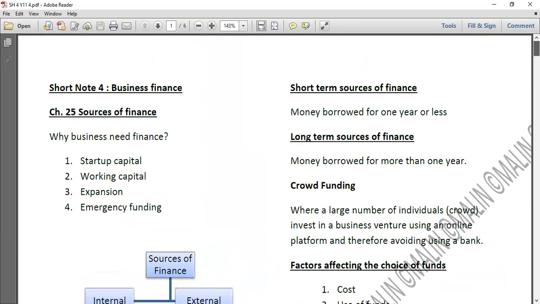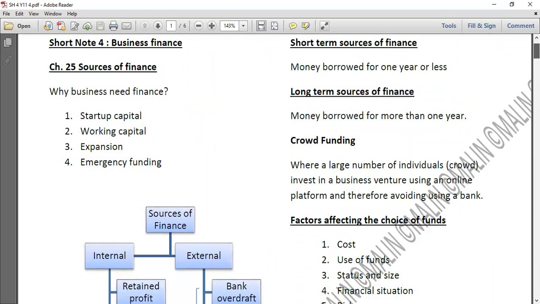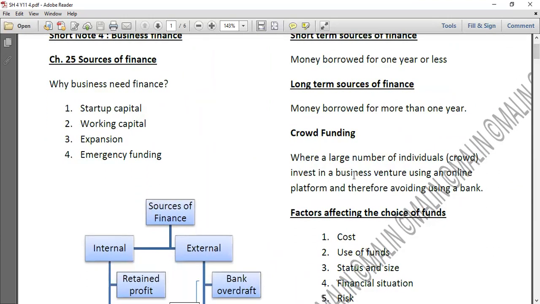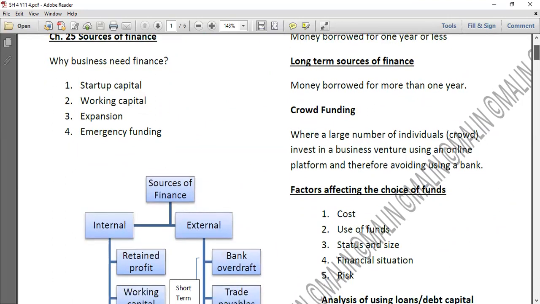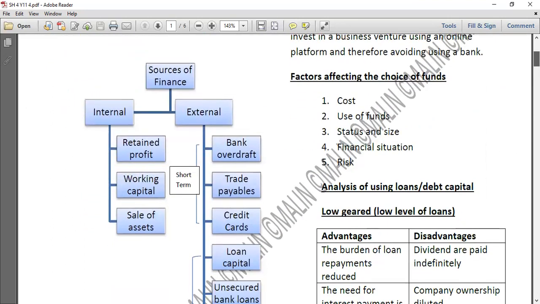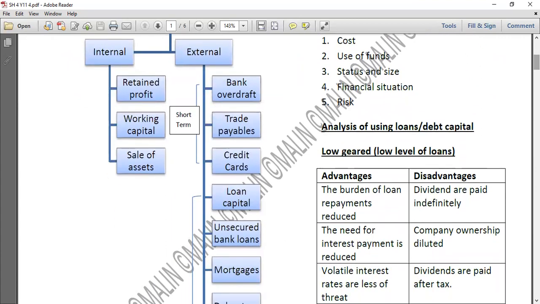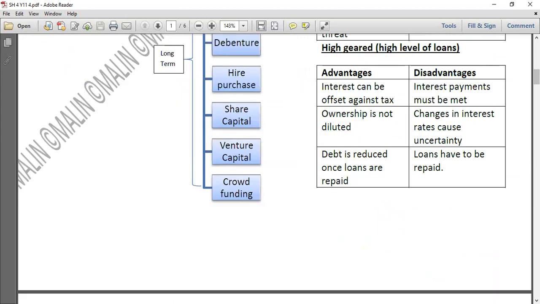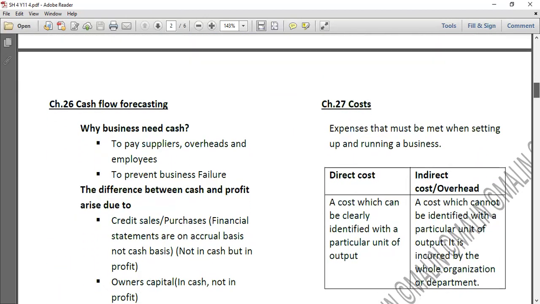And we also talked about short-term sources of finance, money borrowed for less than 1 year, and long-term sources of finance, money borrowed for more than 1 year. We talked about crowdfunding, right, where a large number of individuals, the crowd, invest in a business venture using an online platform, therefore avoiding the use of a bank, like Kickstarter. It's an example of crowdfunding. Factors affecting choice of funds: cost, use of funds, status and size, financial situation, risk, and everything. And the other topic is cash flow forecasting.